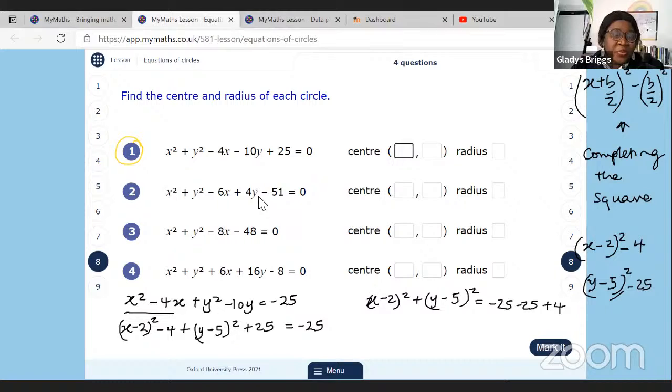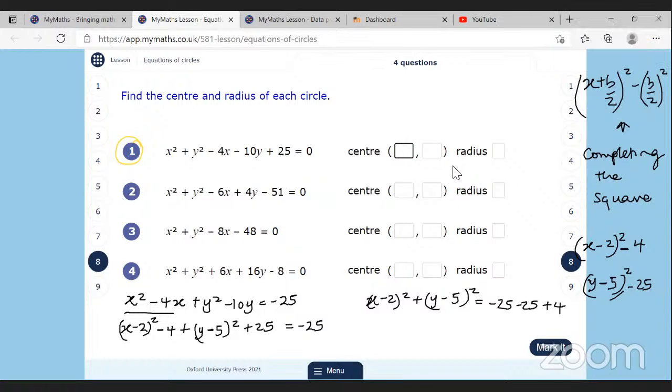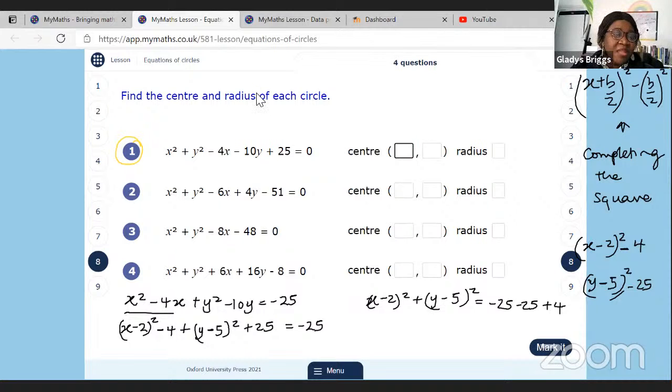Yeah, those of you who have done question 1, what did you get for your radius? 2. Let me put that in. Let me check your answers. Am I making a mistake somewhere?